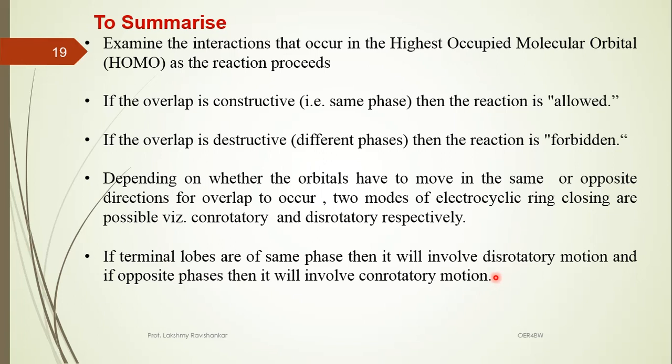In the next module, we will be seeing some more examples of conrotation and disrotation and predict the stereochemical outcome of electrocyclic reactions under thermal and photochemical conditions.